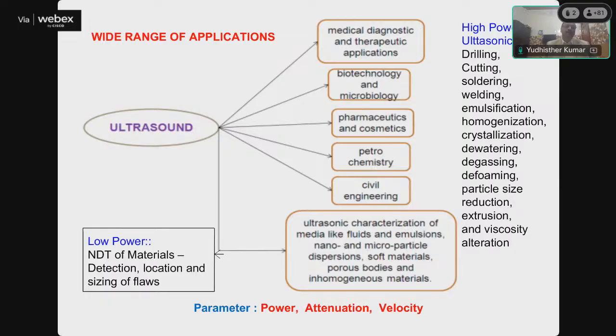For high frequency, low power applications, usually ultrasonic NDT is used. It is used for NDT of materials, for detection, location, identifying the defect, and afterwards sizing of the defect. What we see in the applications of ultrasound is that mainly three parameters, ultrasonic power, ultrasonic attenuation, and ultrasonic velocity, are measured. So we will emphasize ultrasonic attenuation and velocity, which are mainly used in ultrasonic NDT of the material.